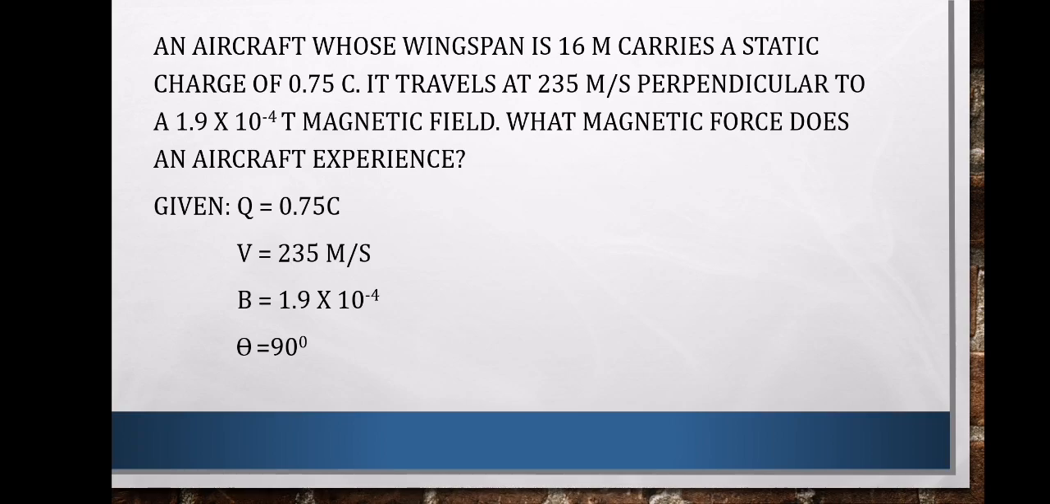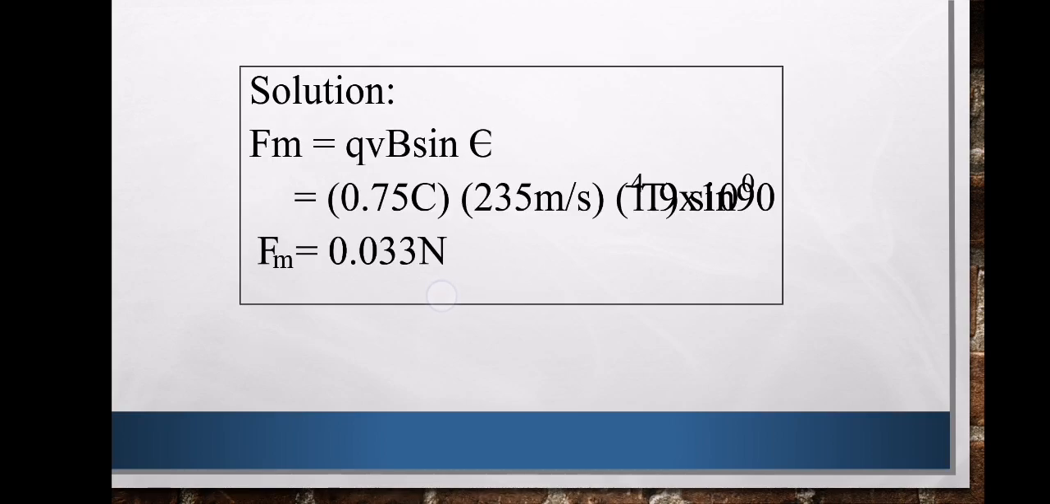Q is equal to 0.75 coulomb. The velocity V is equal to 235 meters per second. Our B, or magnetic field, is equivalent to 1.9 times 10 raised to negative 4, and our angle is 90 degrees. Now, let's substitute this given data to the formula. Fm is equal to QVB sine theta. We have to use a scientific calculator to get the magnetic force. So overall, our computed magnetic force is equal to 0.033 Newton.